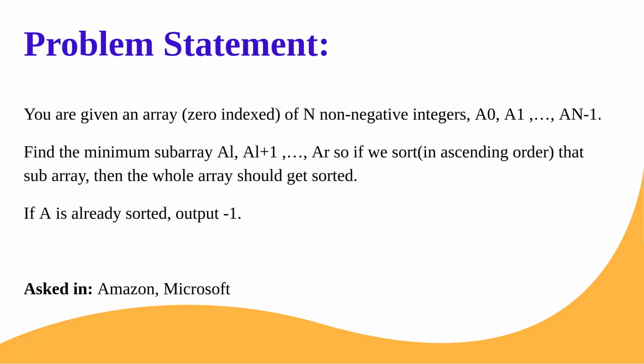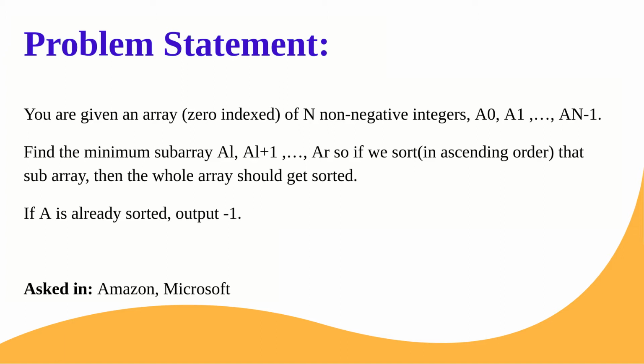Let's first understand the problem statement. You are given a 0-indexed array, like the indexing starts from 0, of n non-negative integers a0, a1, a2 up to a n minus 1. We need to find the minimum subarray a1, a1 plus 1 and so on up to ar, such that if we sort that subarray in ascending order, then the whole array gets sorted. If A is already sorted, we need to output -1.